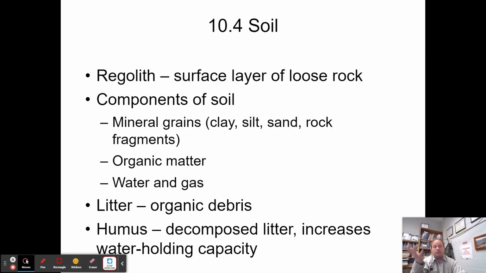All right, and then we get to soil. So I'm going to stop there and pick up where you left off with soil.